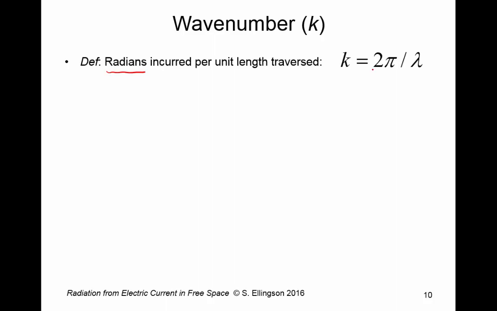So you can define wave number k as 2 pi divided by lambda, because when a wave traverses one wavelength, it has incurred 2 pi radians of phase. So the wave number is 2 pi over lambda, and you can see right away it has units of radians per meter, or because radians are special units and can be considered unitless, you might also write this as 1 over meters.